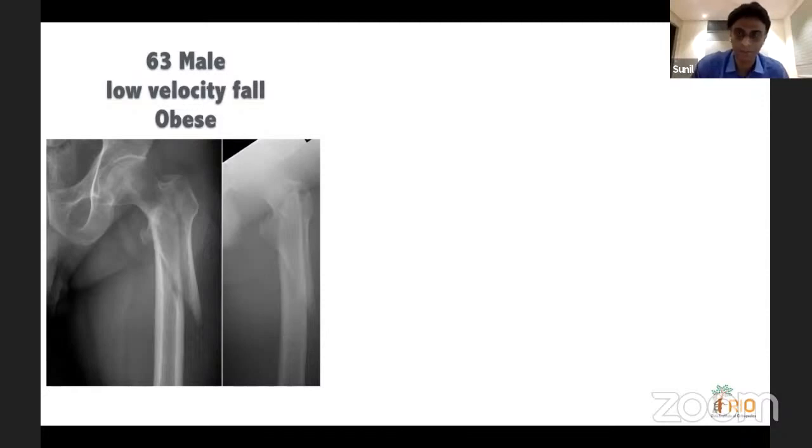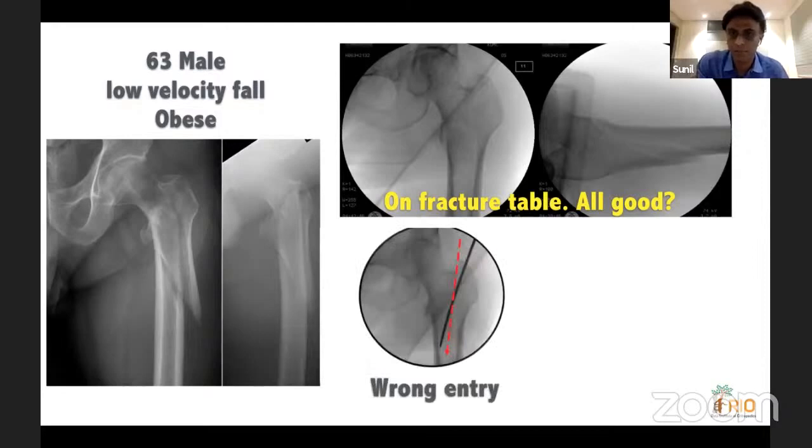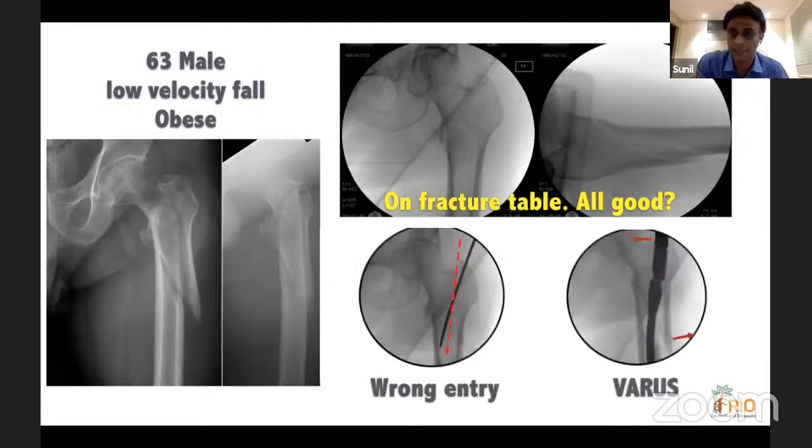supine on a fracture or a regular table. If you look at this case, a 63-year-old male who had a low velocity fall, obese, you can see the spiral fracture pattern. This is how it looks on fracture table. Looks pretty good reduction on both planes. But once you start nailing it, it drifts. This is because the entry point is wrong here, as you can see. So even if you have a good reduction, unless you have your entry point right, and you use a nail of an appropriate proximal angle, you can still drift the fracture into varus.